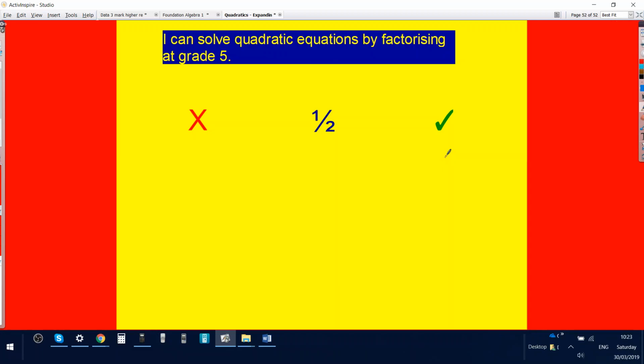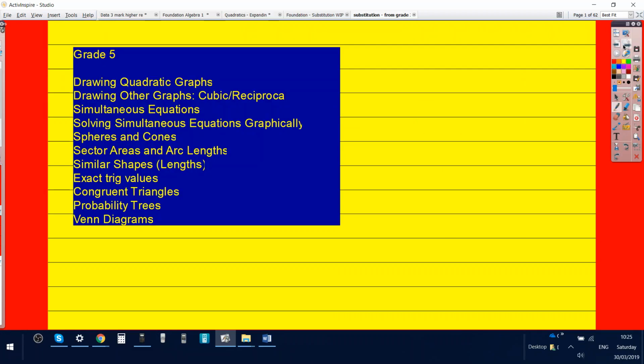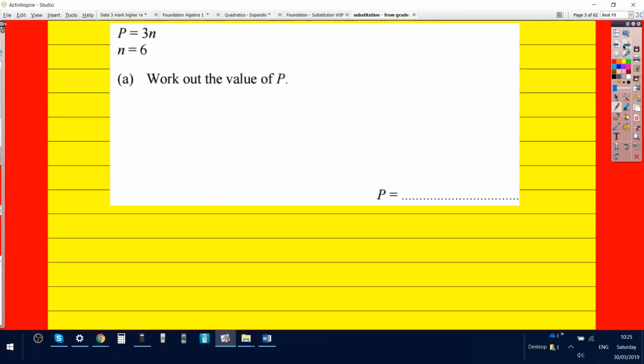Quadratics, what did you give yourself there? Tick. How about this? Okay. Work out the value. Okay, so would that be? Oh, so would it be 3 times 6? So 3 times 6 is 18. So p equals 18. Yeah.